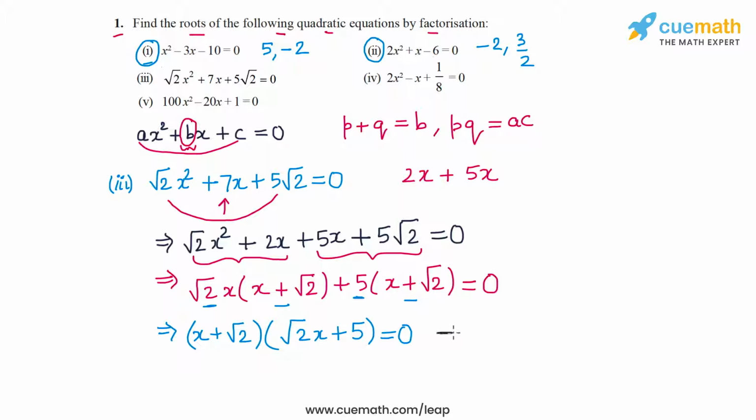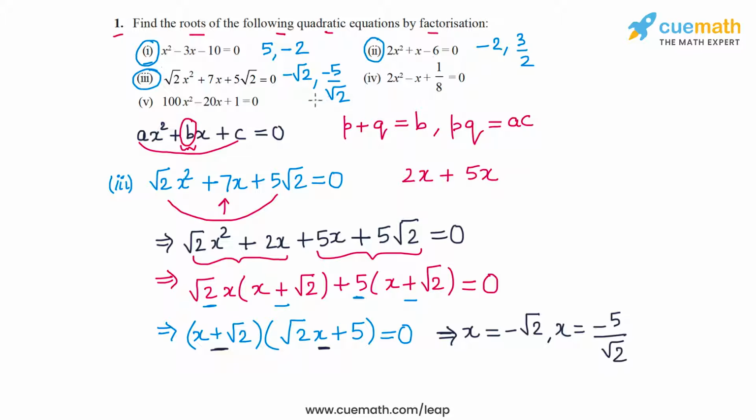The roots will be x equal to the 0 of this first expression, so that's minus root 2, and x equal to the 0 of this second expression, which is minus 5 by root 2. So these are the two roots of the quadratic equation in part 3. So let's write them here, minus root 2 and minus 5 by root 2. So that solves part 3.